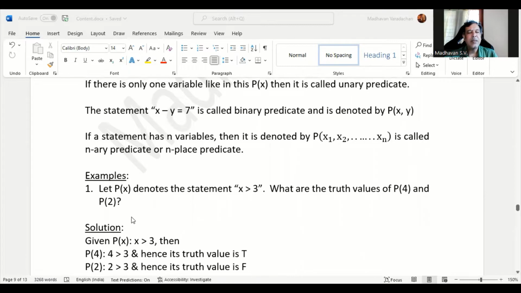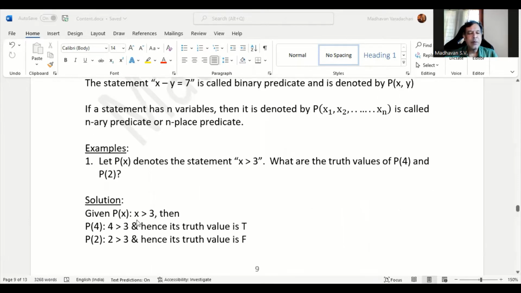Some examples. Let p of x denote the statement x greater than 3. What are the truth values of p of 4 and p of 2? So wherever x is there, we are going to replace it with 4 in the first one. And wherever x is there, we are going to replace it with 2 in the second one. So p of 4 becomes 4 greater than 3 and its truth value is of course true only. Whereas 2 greater than 3 is also a proposition, but its truth value is false.